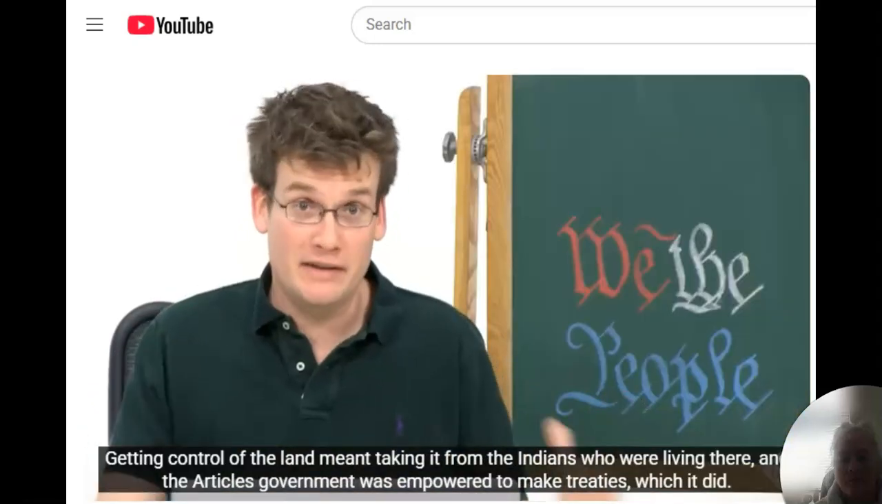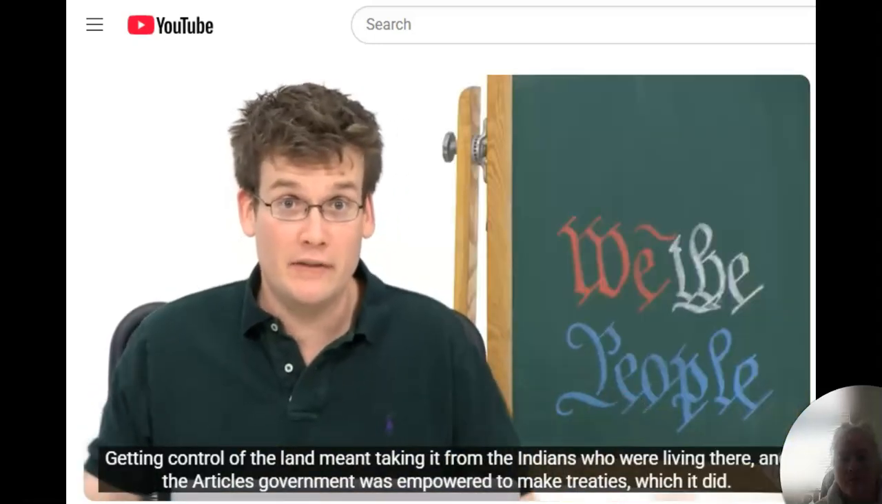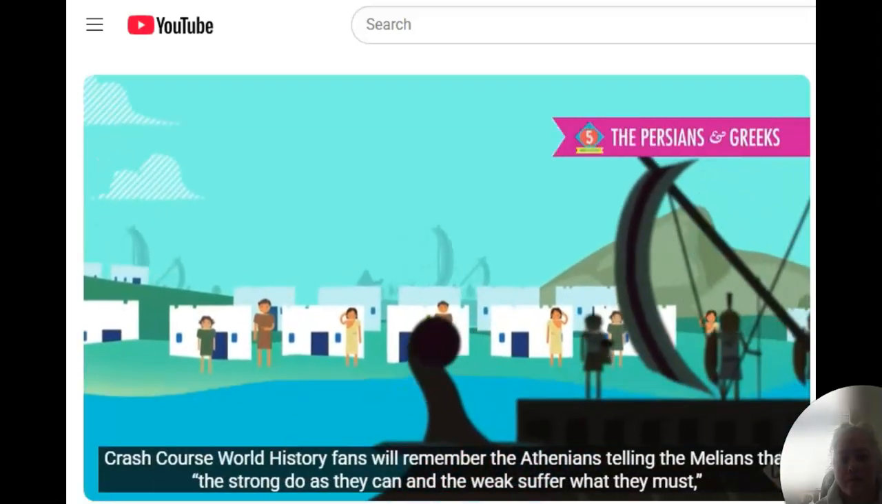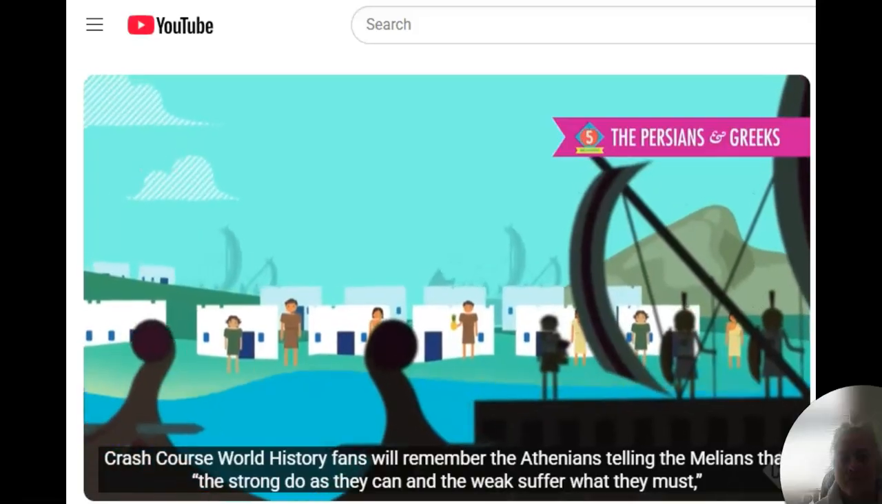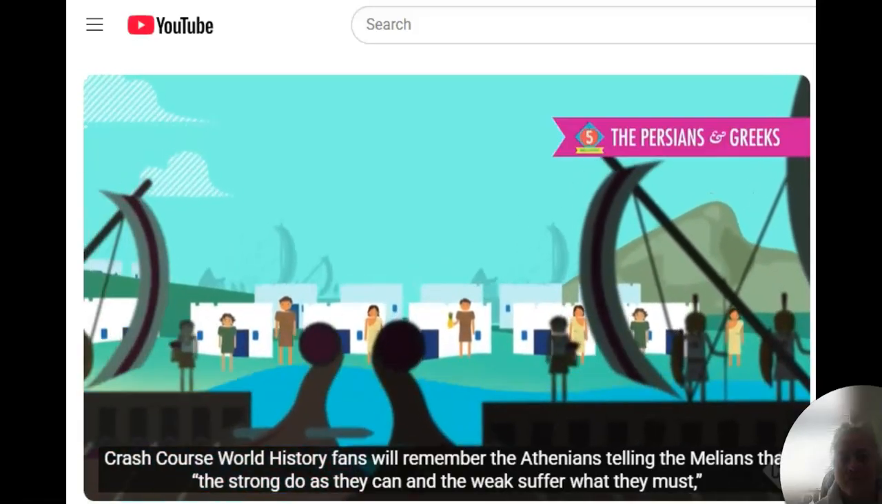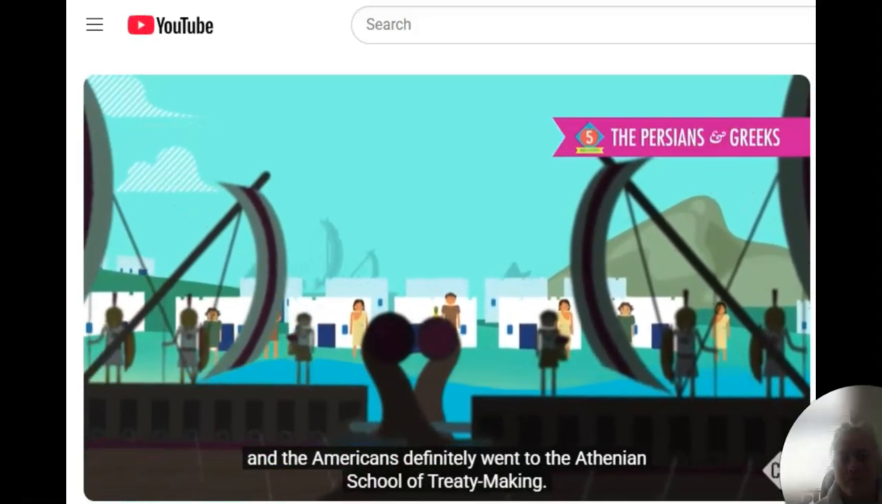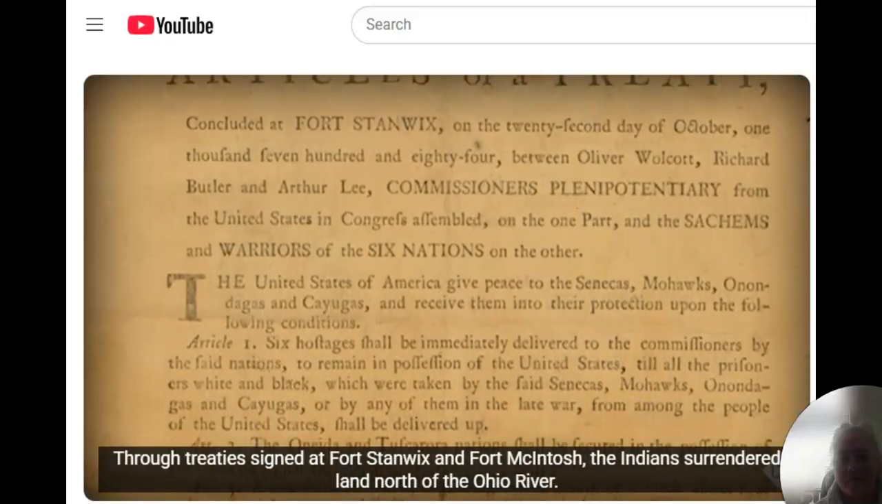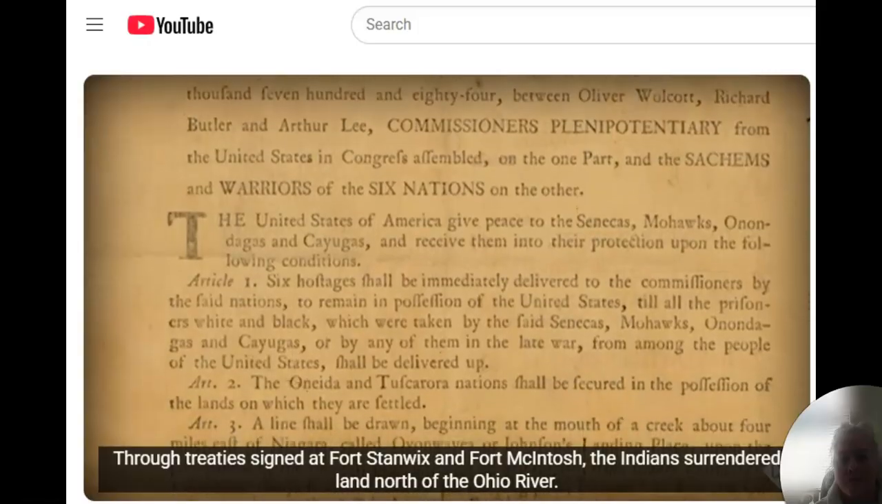Getting control of the land meant taking it from the Indians who were living there, and the Articles government was empowered to make treaties, which it did. Crash Course World History fans will remember the Athenians telling the Melians that the strong do as they can and the weak suffer what they must, and the Americans definitely went to the Athenian school of treaty making. Through treaties signed at Fort Stanwix and Fort McIntosh, the Indians surrendered land north of the Ohio River.